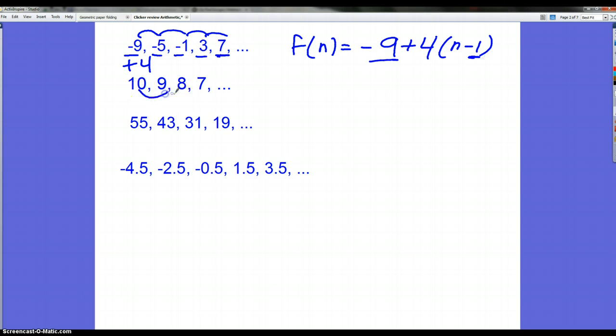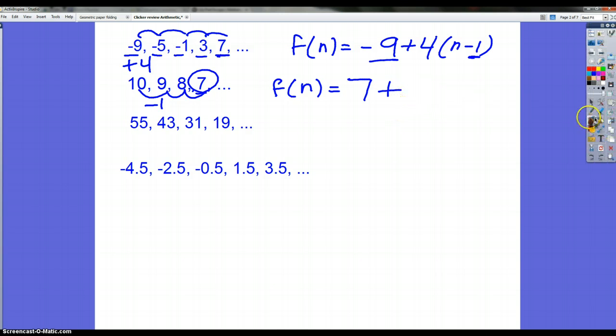So then the next one, it's going down 1. And on this one, I'm going to use not the first term, I'm going to use the 4th term, which is 7, just so you can see the difference.